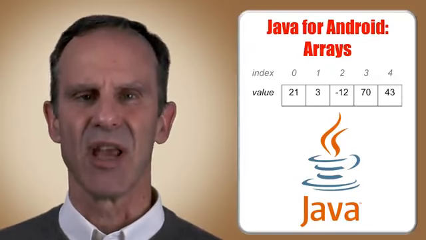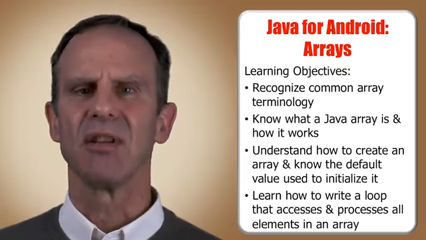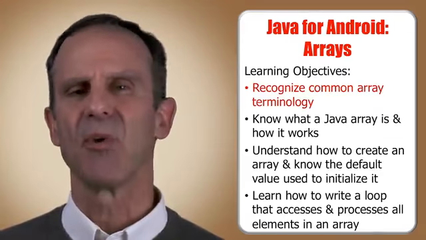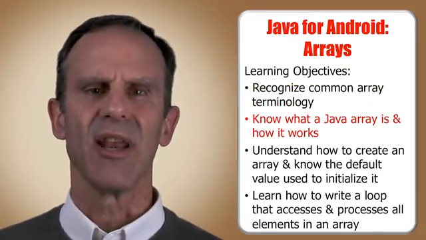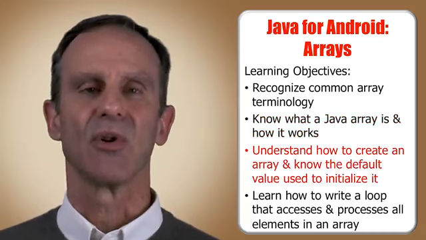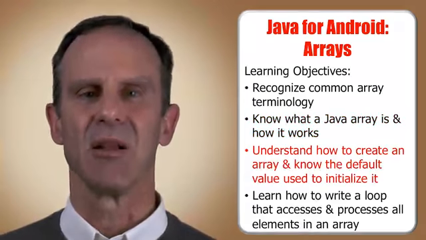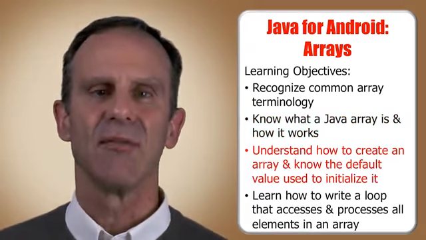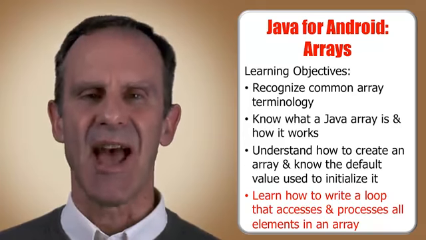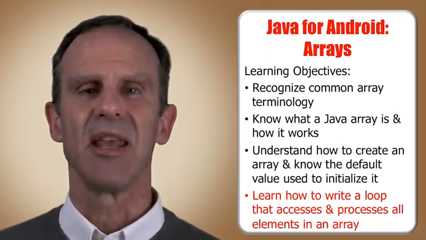The first part of this lesson introduced you to Java's arrays, which are a common data structure in most programming languages. Now that you have completed this part of the lesson, you should recognize common array terminology, as well as know what a Java array is and how it works. You should also understand how to create an array and know the default value used to initialize all the array elements. Finally, you should have learned how to write a loop that accesses and processes all elements of an array, regardless of how many elements it has.